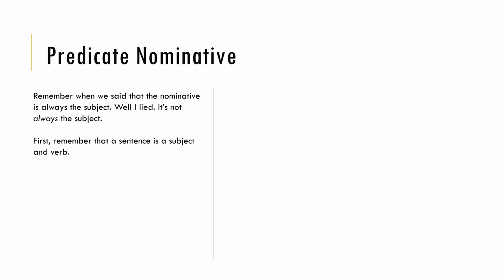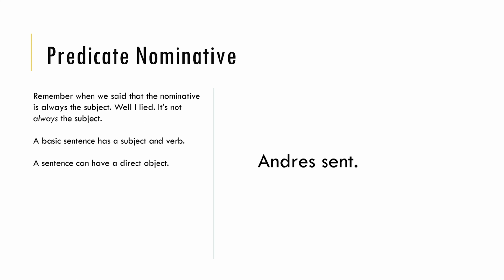All right. First, remember that a sentence is a subject and a verb. So a basic sentence has a subject and a verb, and it could be something like Andres sent. Andres is a subject, sent is a verb. Now, a sentence does not have to, but you can add a direct object. So Andres sent, he sent what? What did he send? He sent a messenger.